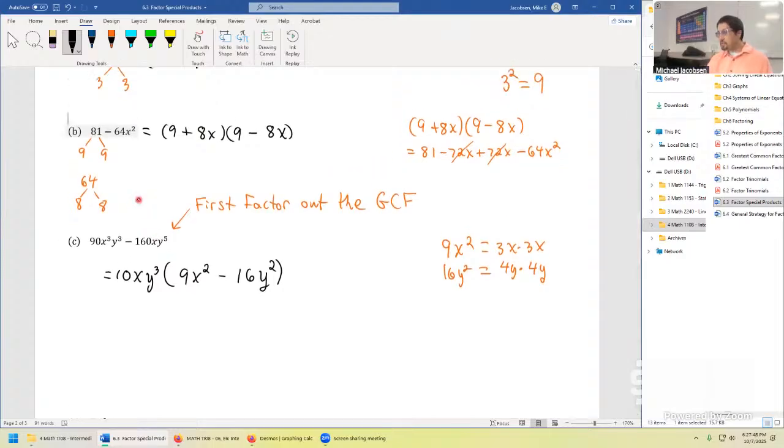Okay, here's how the rest of it goes. 10x y cubed just has to copy down. The rest of the problem is going to be 2 sets of parentheses going like this. 9x squared, we can split up as 3x, 3x. Negative sign here means we have to go plus and minus. There's no other choices. 16y squared will go 4y, 4y. And because this is a difference of squares, that's just automatically the answer right at that exact step.